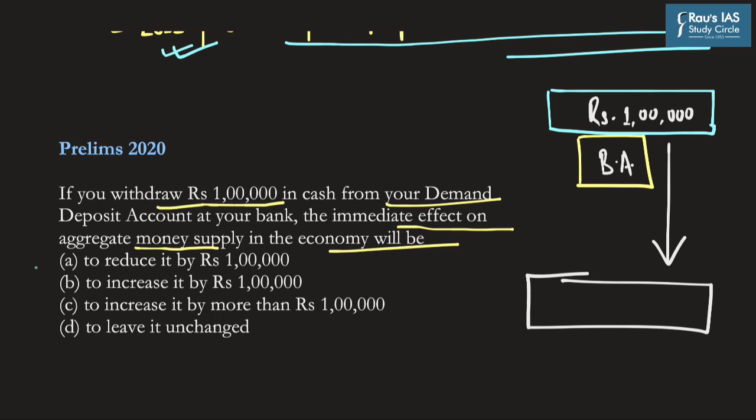The options were A. To reduce it by rupees 1 lakh. No. Second, to increase it by rupees 1 lakh. No. Third, to increase it by more than rupees 1 lakh. No. Fourth, to leave it unchanged. Yes, this is correct, as the amount which was earlier in the bank is now in your hands for your expenses or your expenditure. So the impact of withdrawal of rupees 1 lakh from your account will have no effect on money supply in the economy.